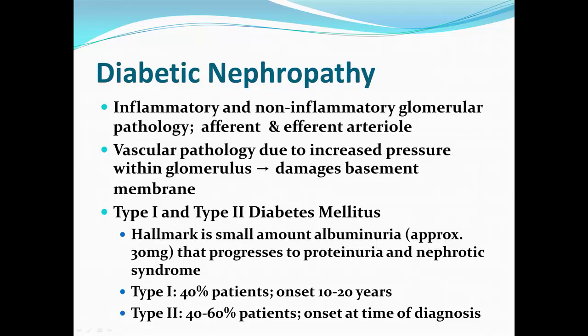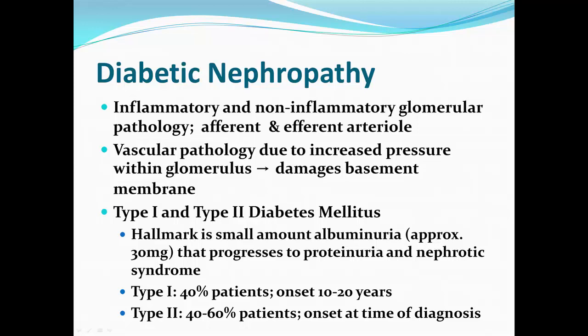As I previously mentioned, the hallmark is a small amount of albumin that progresses to obvious proteinuria and potentially nephrotic syndrome. In type 1 diabetes, about 40% of patients will experience diabetes-related nephropathy. However, the onset is usually about 10 to 20 years following diagnosis. Now, part of this is because we diagnose type 1 diabetes earlier, and so they have a longer trajectory because of that.